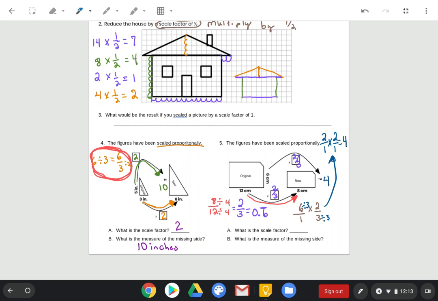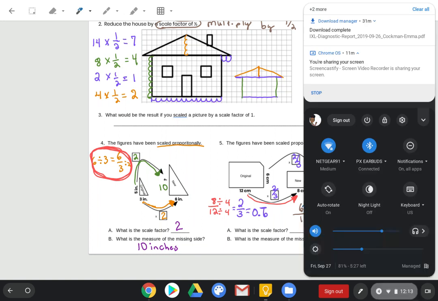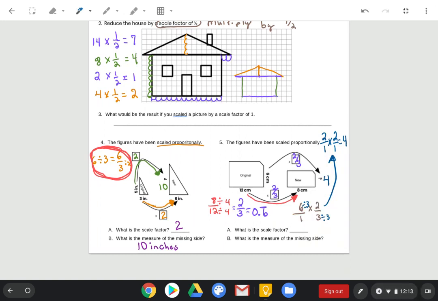Going down to letter A, what is the scale factor? The scale factor is our multiplier. Remember, scale factor is a multiplier. What are we multiplying by? We're multiplying by 2/3. And then what is the measure of the missing side? The missing side is 4 centimeters.